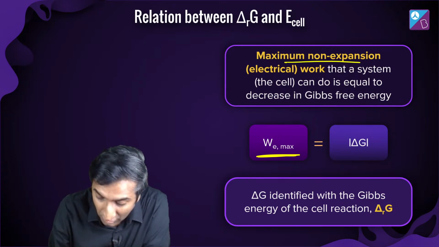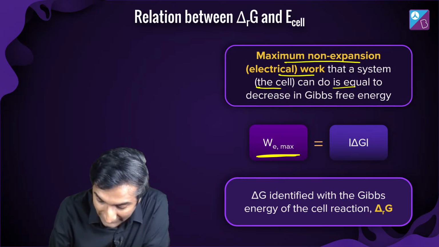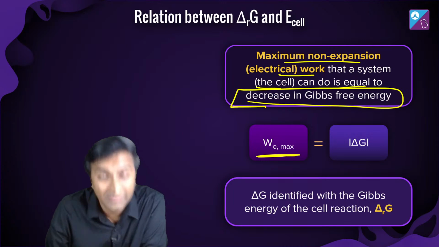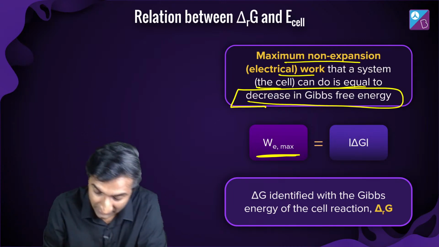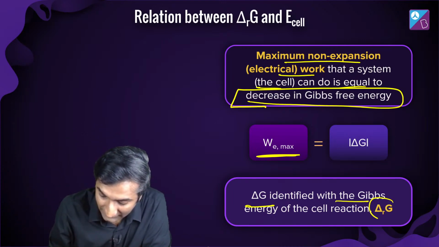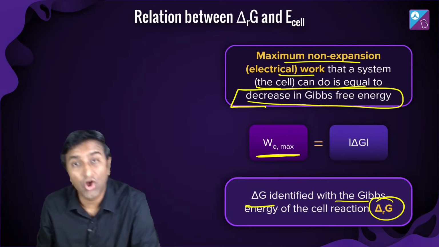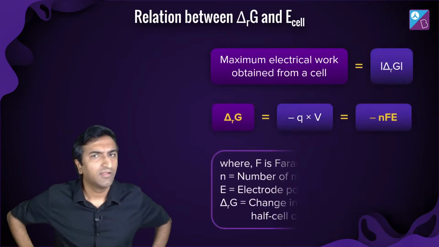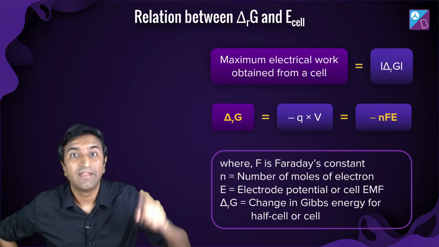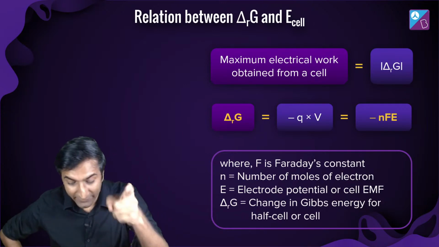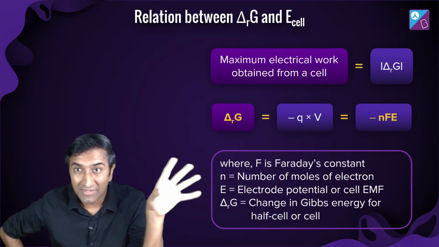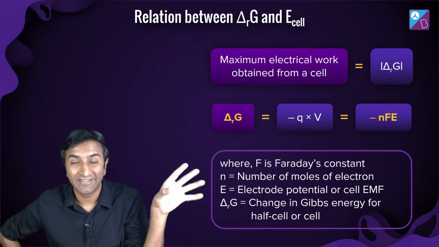Maximum non-expansion work that a system or a cell can do is equal to decrease in Gibbs free energy. Decrease क्यों? Spontaneous reaction होना चाहिए. Delta G है Gibbs free energy of the reaction itself. कौन सा reaction? कौन सा reaction भाई? Redox reaction. Remember, we started this whole thing with redox reaction, right?